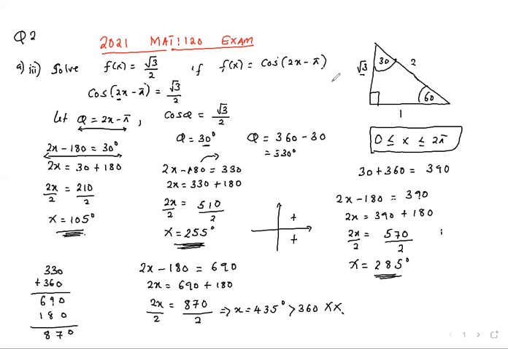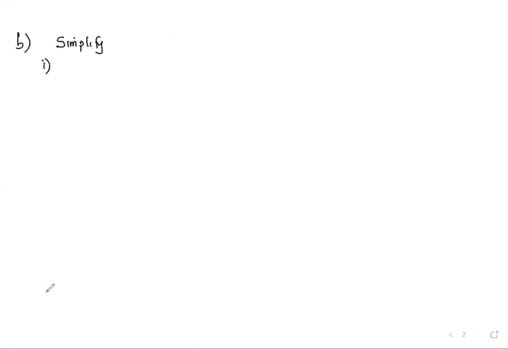Where did 690 come from? 690 came from adding 330 plus 360, the coterminal of 330. What is a coterminal? It's an angle that you get after adding the full oscillation: an angle obtained after adding 360 or an angle obtained after subtracting 360.